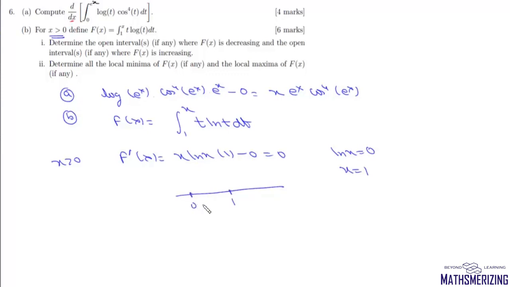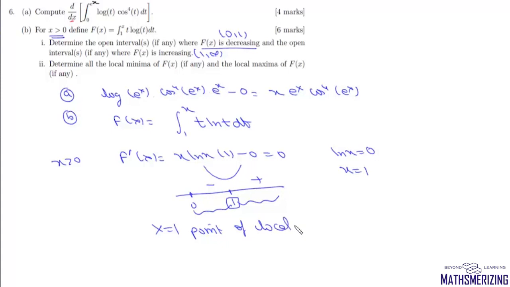So we'll put it on a number line. Now when x is greater than 1, this value is positive, and between 0 and 1, this value is negative. So it clearly means this function decreases in 0 to 1 and it increases from 1 to infinity. So this Fx is decreasing in 0 to 1 and it is increasing in 1 to infinity. It first decreases and then it increases. So that means at 1 it has a local minima. So x equals 1 is a point of local minima.